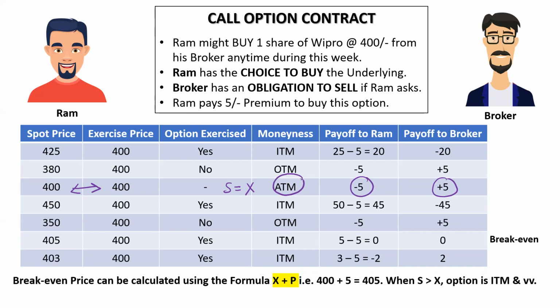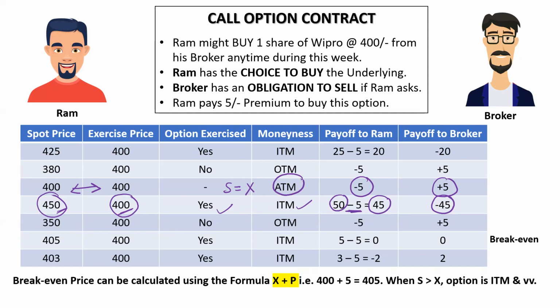What if the price shoots up? So let's say Wipro is getting some good news and the price goes up to 450. So in NSE, Ram gets to buy it at 450, but with his broker, he gets to buy it at 400. Will he exercise the option? Now you're getting to buy something at 400 when the actual market price is 450. So obviously you will exercise the option. It is an in the money option. Gross profit is 50. He has paid a premium of 5. So net profit for Ram is 45. The broker is having a net loss of 45.